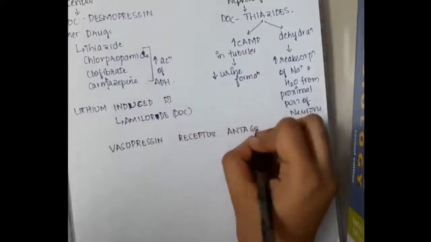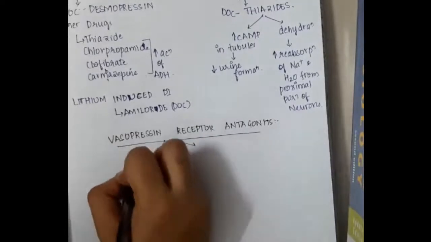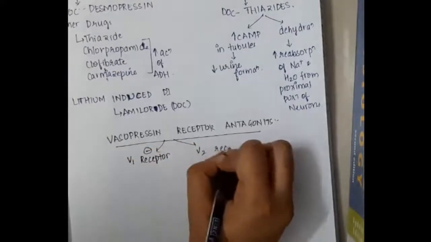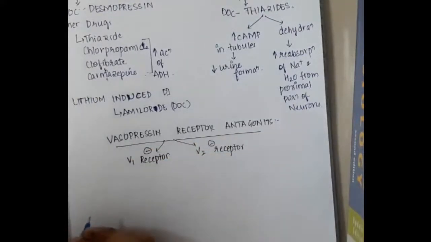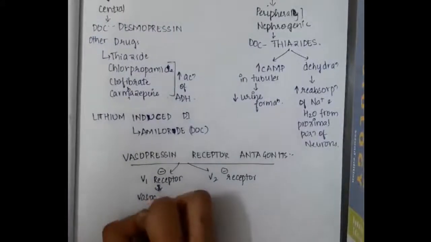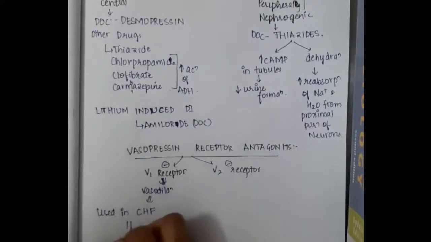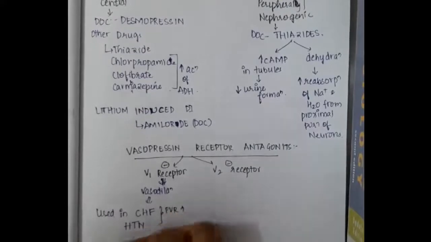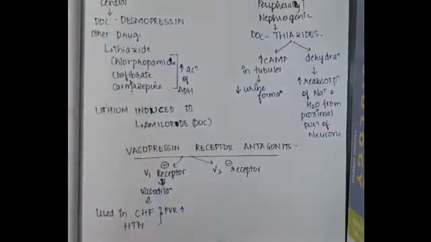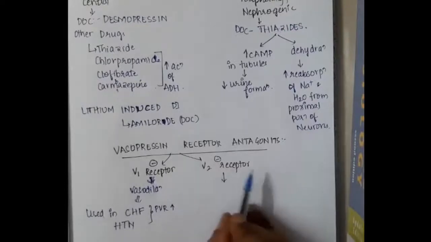Then we have to learn some important points about vasopressin receptor antagonists. They can be of two types, that is V1 receptor inhibitors and V2 receptor inhibitors. When the V1 receptor is activated, it causes vasoconstriction. So inhibition of the V1 receptor causes vasodilatation. So it can be used in congestive heart failure and hypertension, because in these conditions there is increased peripheral vascular resistance.